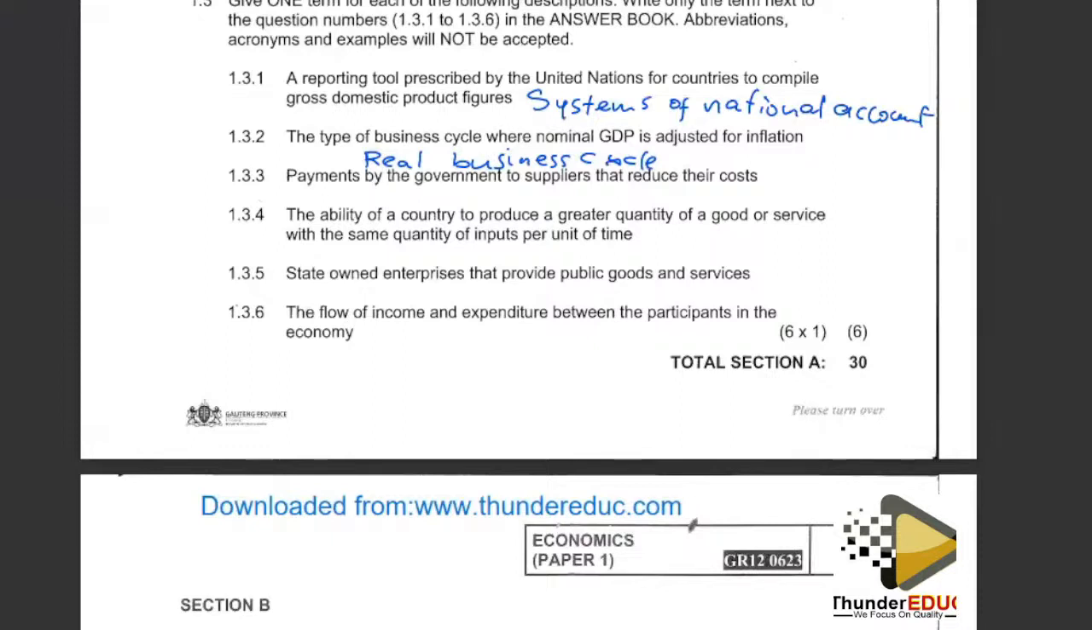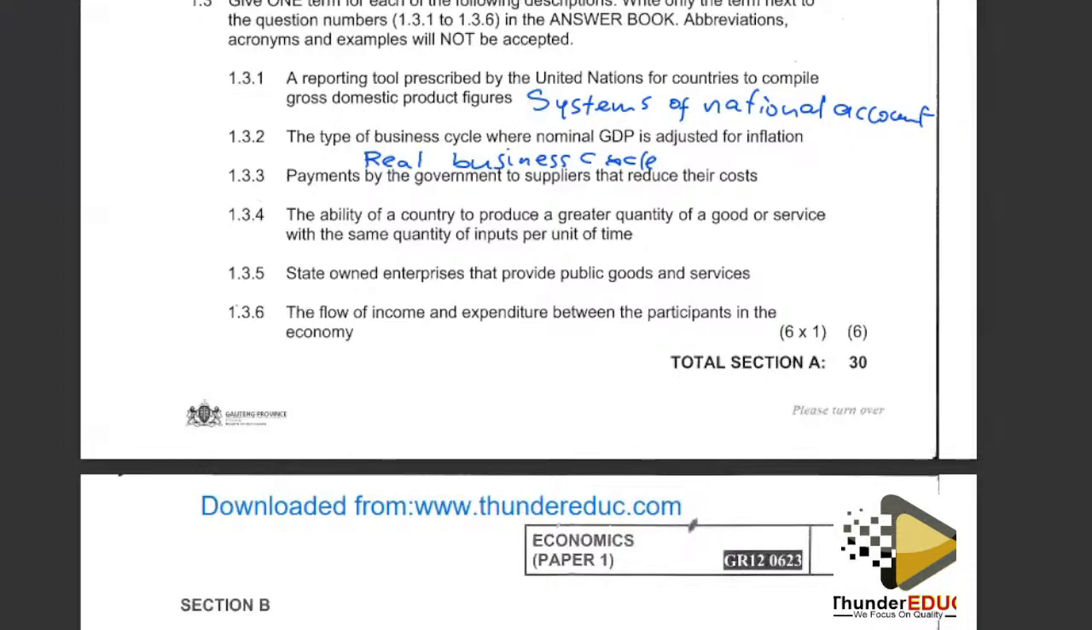It's 1.3.3. 1.3.3 reads as follows: payments by the government to suppliers that reduce their costs. Yes. So it means that this payment should also benefit consumers, those who buy goods and services. And if we check, the business should always make sure that they minimize the cost. And then the government can chip in to say, okay guys, since you are supposed to spend this much, but on behalf of consumers, let us pay this amount. So this question calls for what we call a subsidy.